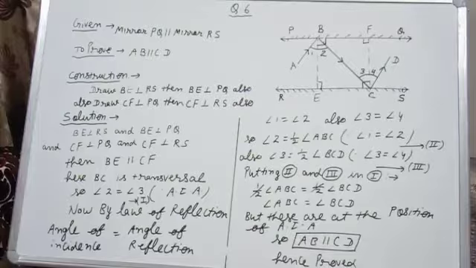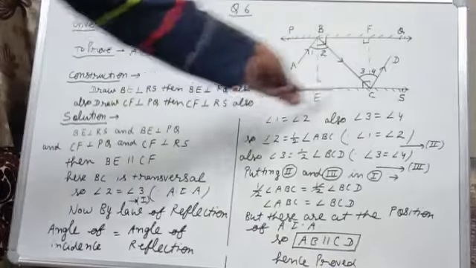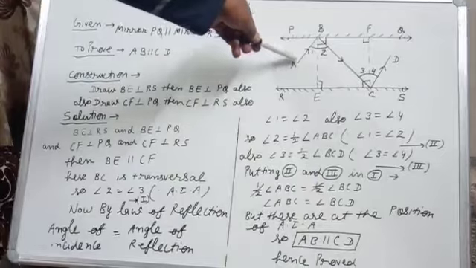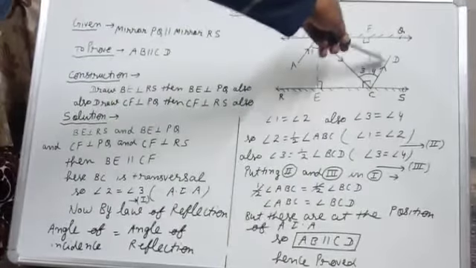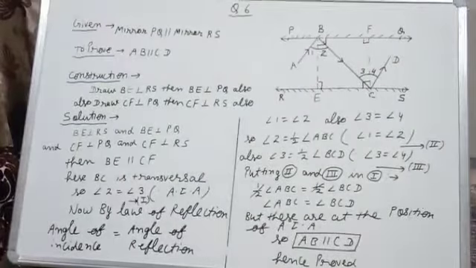This sixth question is actually a combination of science and mathematics. This is a really beautiful example of how science and mathematics are correlated. Here this is mirror PQ and this is mirror RS. These are parallel to each other. One incident ray strikes here at B, then it is reflected, strikes here at C, and is reflected again. We want to prove that AB and CD are parallel.